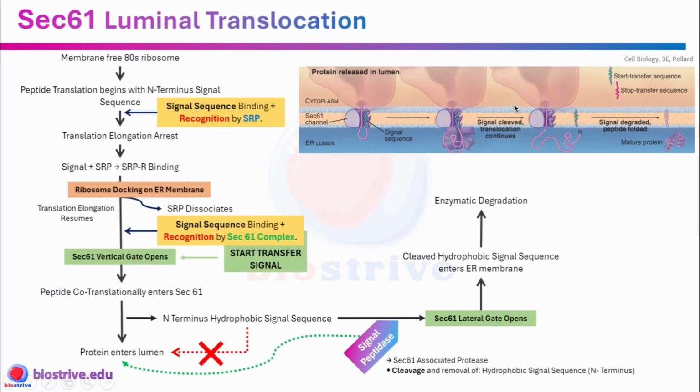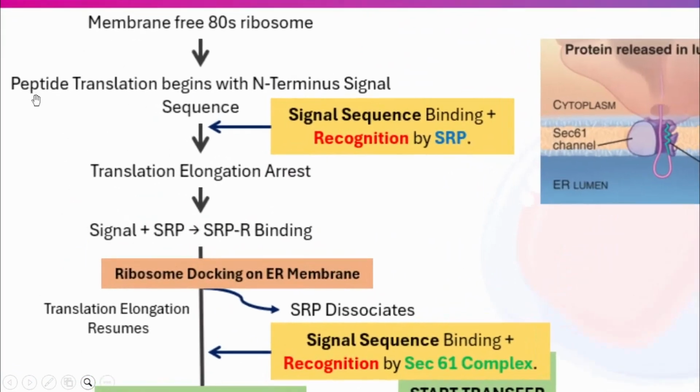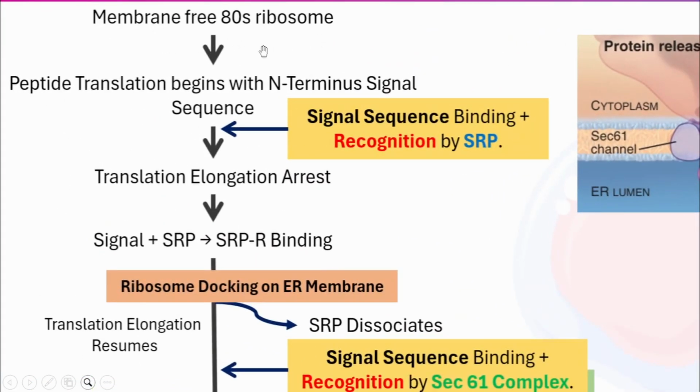This is the overview of Sec61 luminal translocation. So we start with a membrane-free ATS ribosome. It comes and peptide translation begins. There is an N-terminus specific sequence of hydrophobic amino acids, which is 15 to 35 amino acids long.